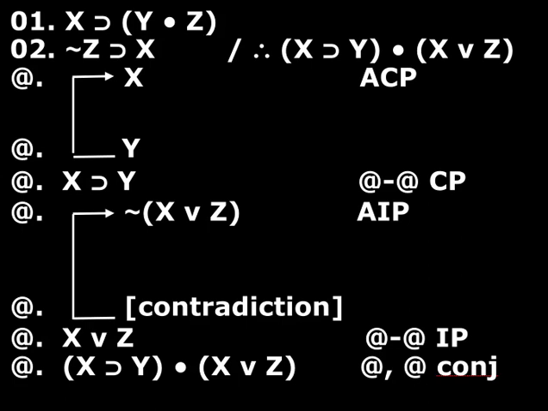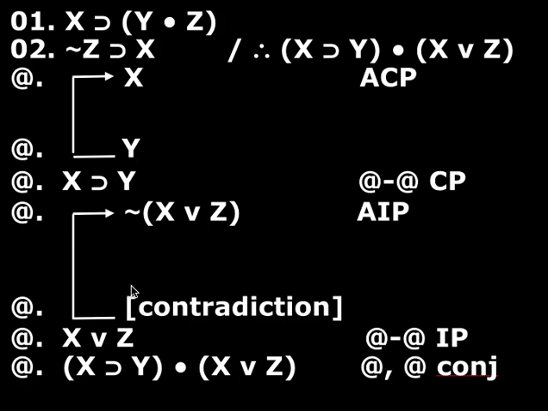So now I know exactly what I'm going to do. The only thing I don't know is the filler here and the filler here. How do I get from x to y? That's super easy. Look at this. If I've got x, I can get y and z by modus ponens and simplify y off. So that's going to be super easy.